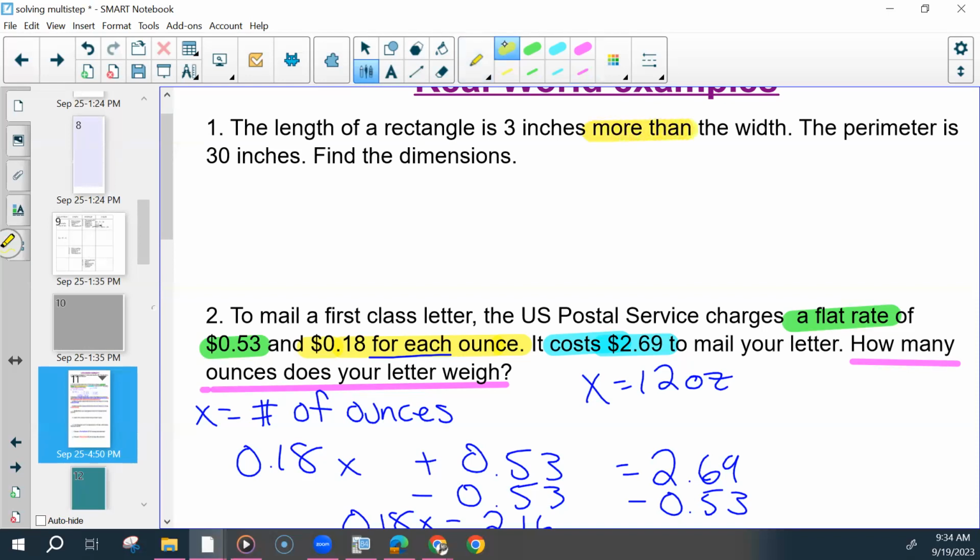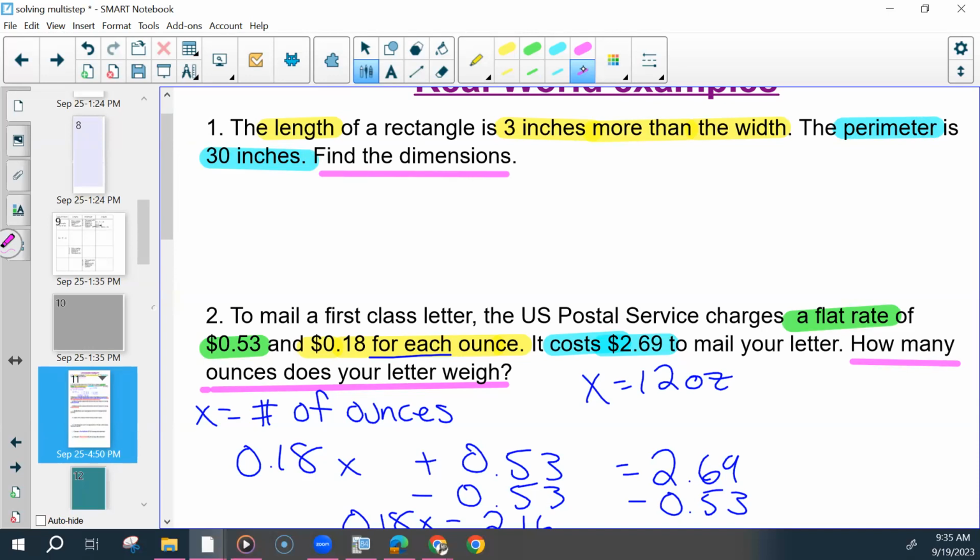But let's go with this entire piece. And what is this talking about? The length. So that part is important to know what it goes with. The perimeter is 30, that is also important. And then find the dimensions. That means we need to find the length and the width of this.